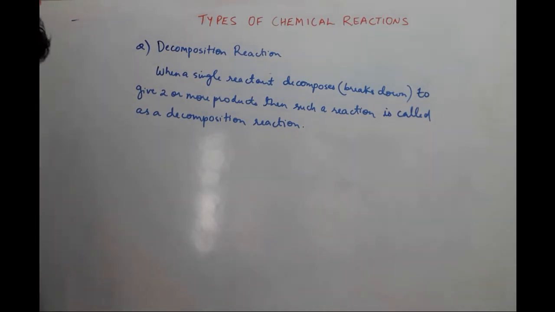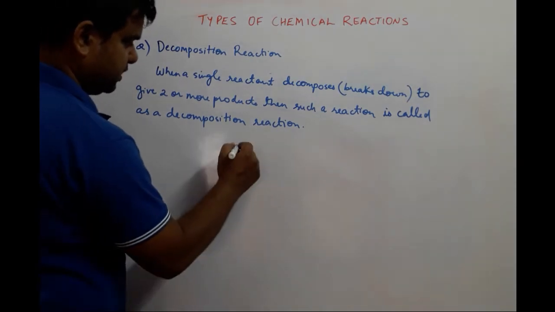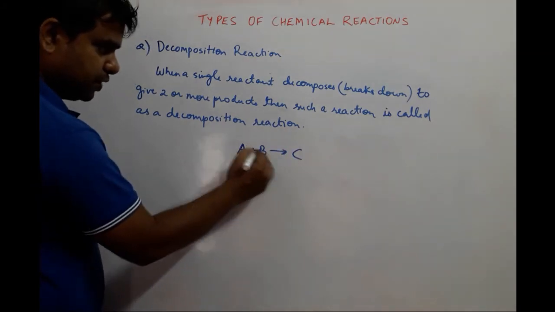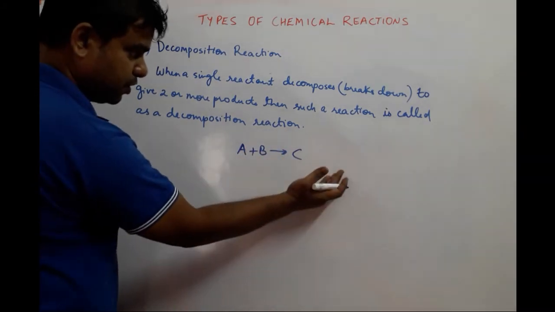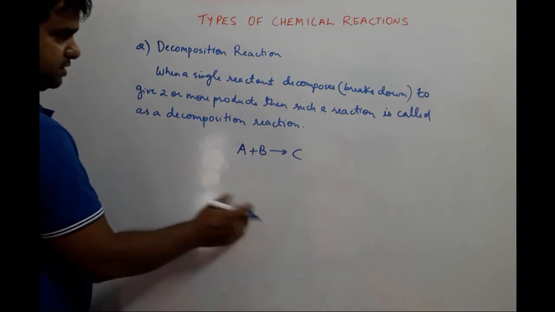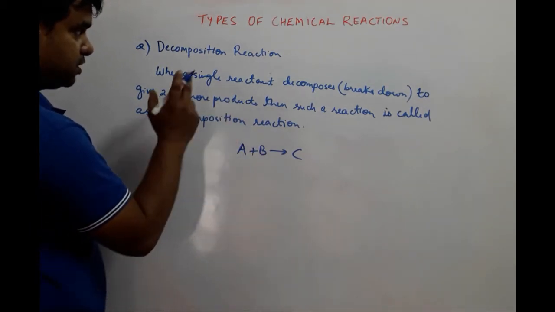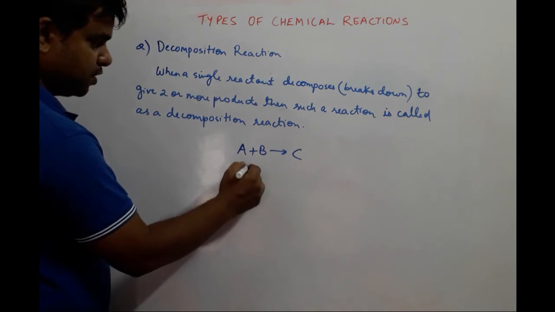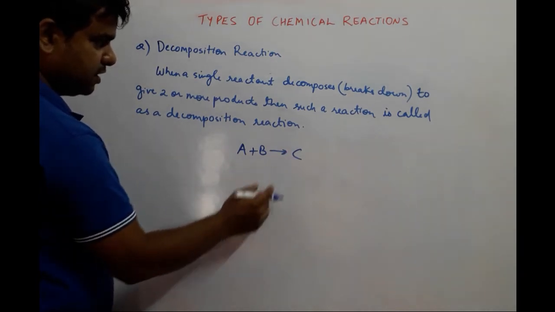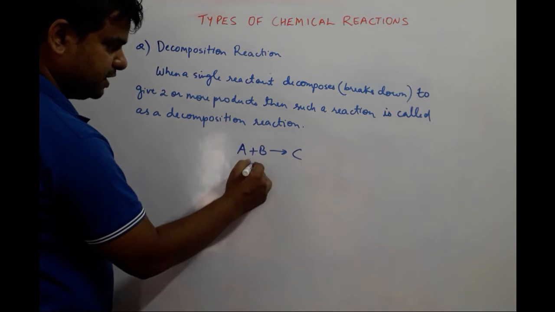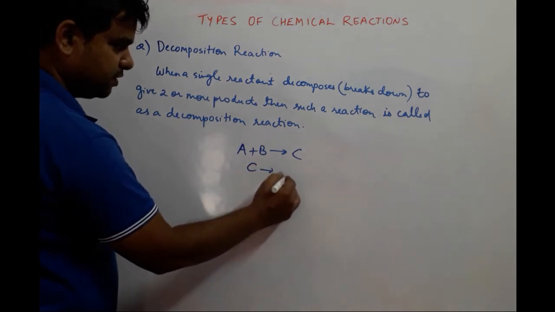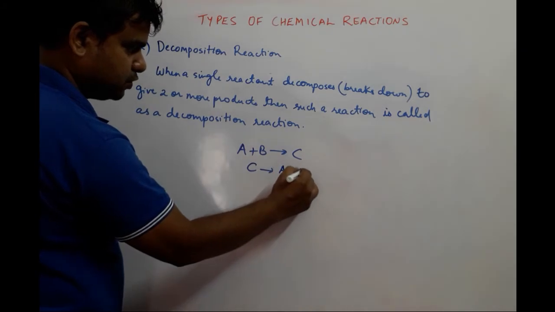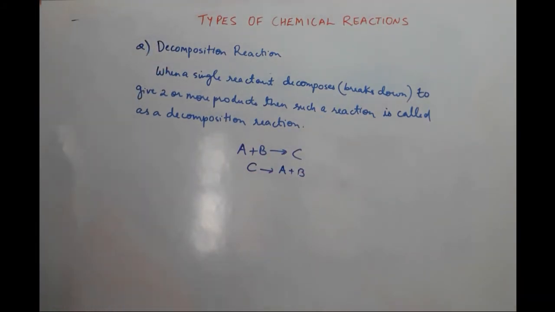In other words, our combination reaction was something like this: A plus B giving us C, which means two reactants were coming together to give us one product. In this case, it is the opposite of the combination reaction. It is one particular reactant, which we can take as C, breaking down to give us two or maybe more than two products.